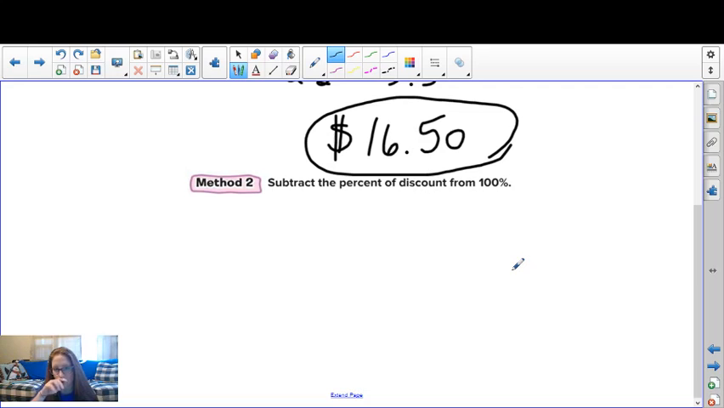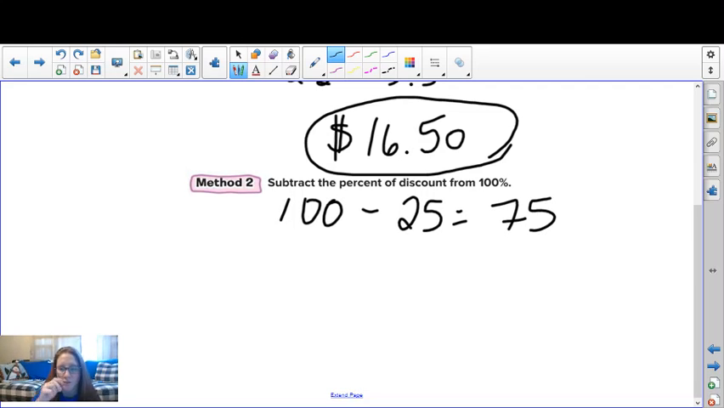You subtract the percentage of the discount from 100%. So if it's 25% off, and these first couple I'll do the subtraction on here, but I do, again, more mental math. It means I'm only going to technically pay for 75% of that item.